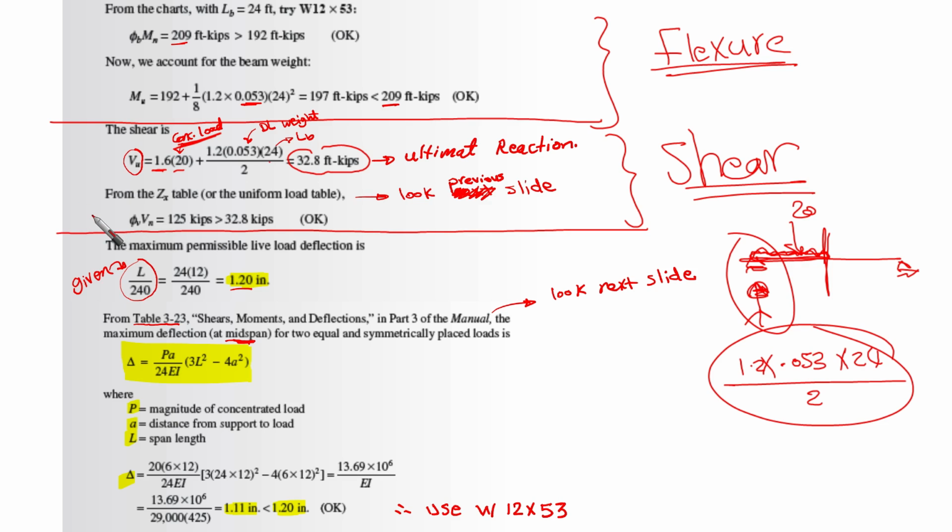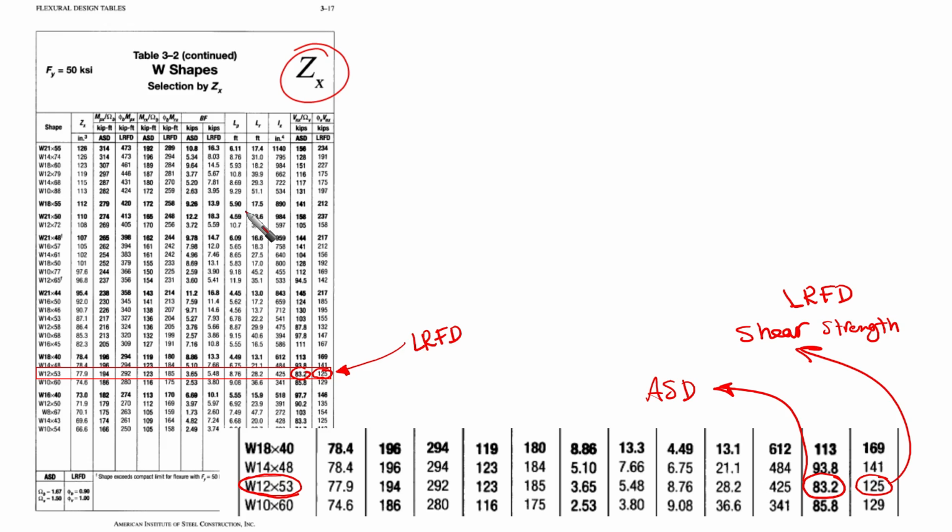As we have done before, to accelerate the design process, we can go to the ZX table, or the uniform load table. Okay, we can go to the previous slide. This is the ZX table, and we can go for W12 by 53, as you can see here. I'm zooming in on here. This is W12 by 53. Go to the last part. The last part is the shear strength for LRFD, and this is shear strength for ASD, which is 125 for LRFD and 83.2 for ASD. Then go back.